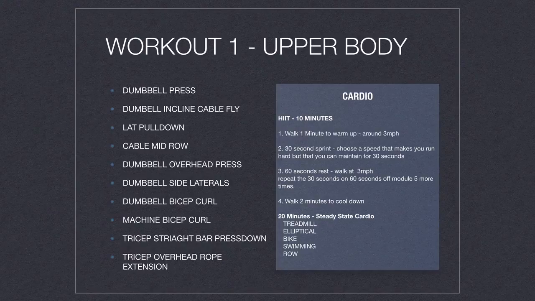Workout 1 will consist of your entire upper body, that being chest, back, shoulders, biceps, and triceps. You will hit 2 exercises for each body part, performing 2 sets of each exercise.